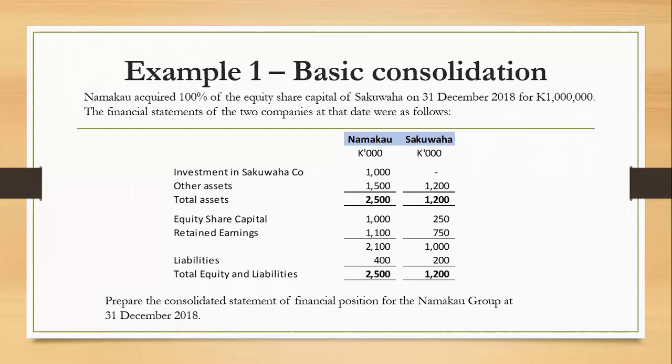We have investment in Sakwaha, meaning that Namakau has actually bought shares in Sakwaha, which is 1,000. Then we have these other assets, or total assets. We have equity share capital for Sakwaha, which is 250, and retained earnings of 750, which takes you to 1,000. We also have liabilities, and we can find the total equity and liabilities down there, which would actually balance with the assets up.